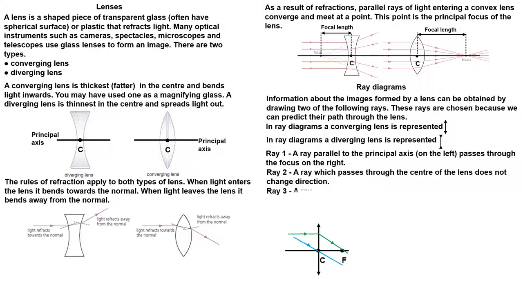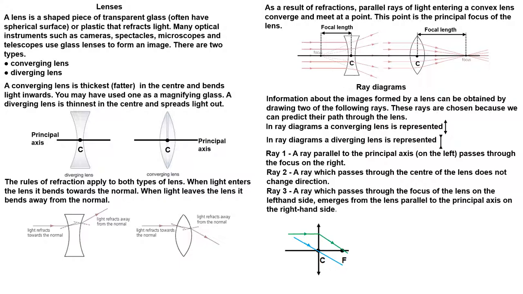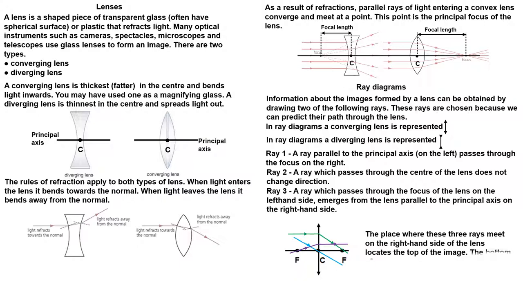Ray 3. A ray which passes through the focus of the lens on the left-hand side emerges from the lens parallel to the principal axis on the right-hand side. Pay attention. The place where these three rays meet on the right-hand side of the lens locates the top of the image. The bottom of the image lies on the principal axis.